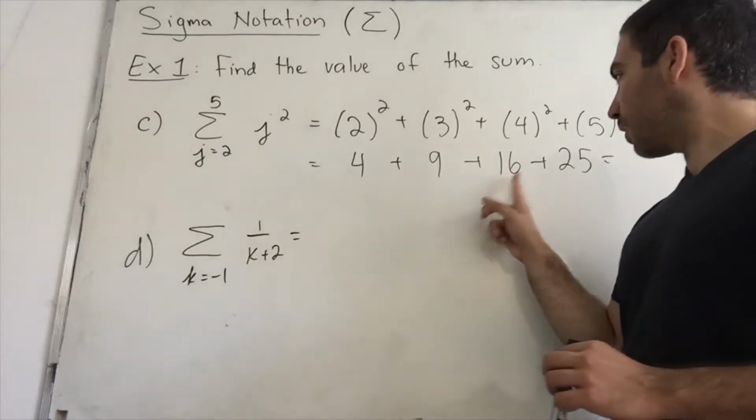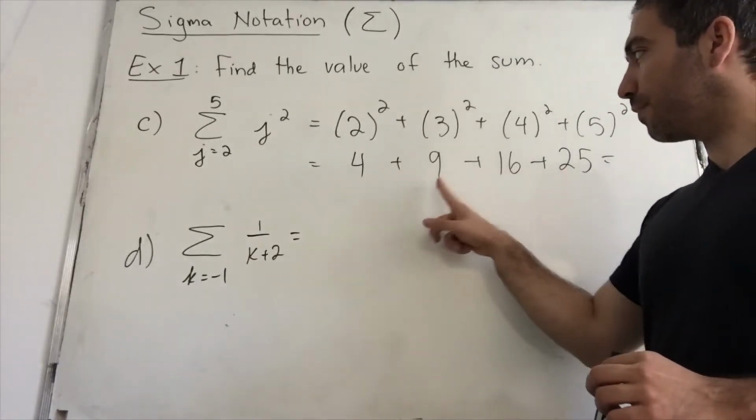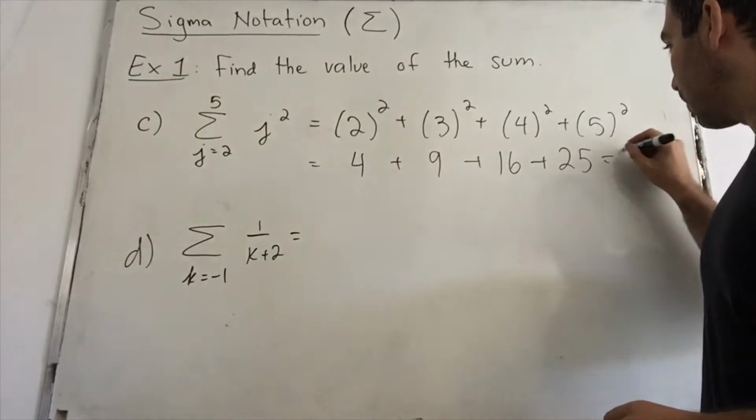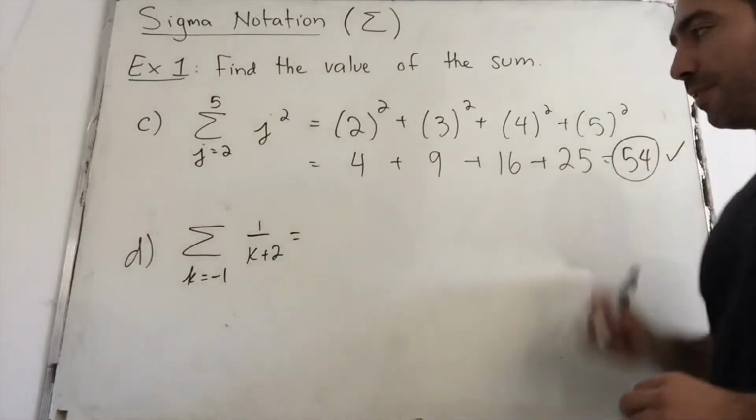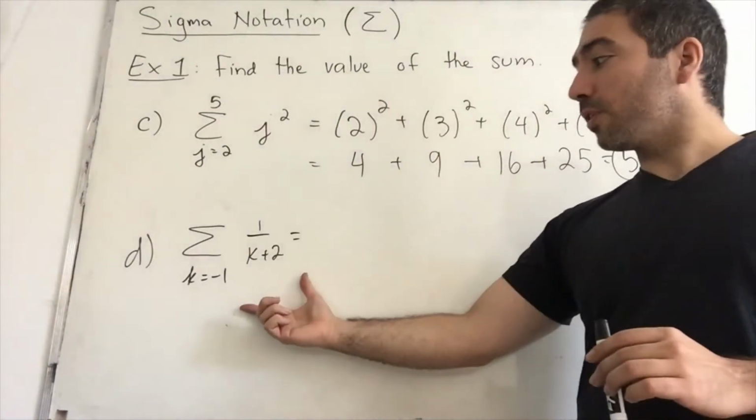4 plus 16 is 20, 20 plus 25 is 45, plus 9 is 54. So the value of the sum is 54. Okay. Let's move on to D.